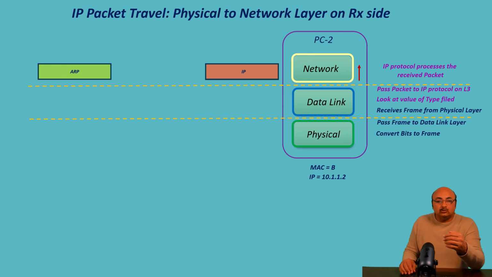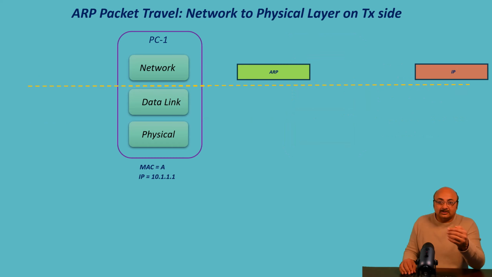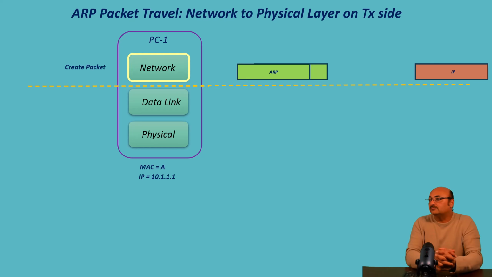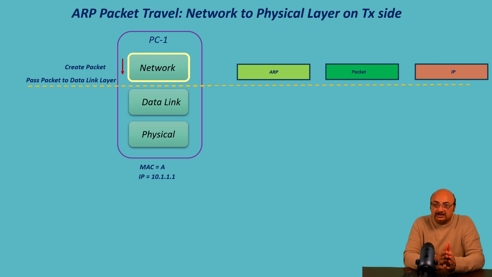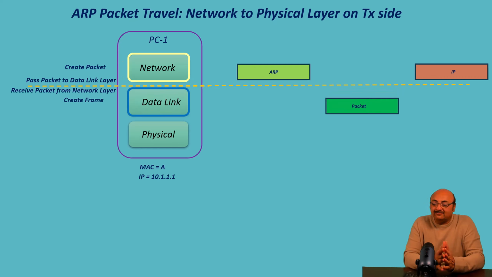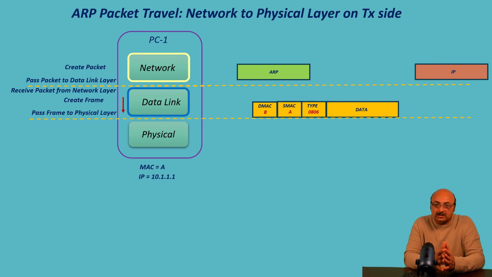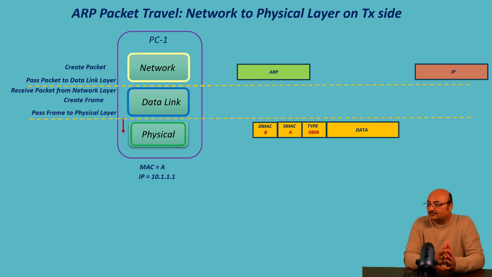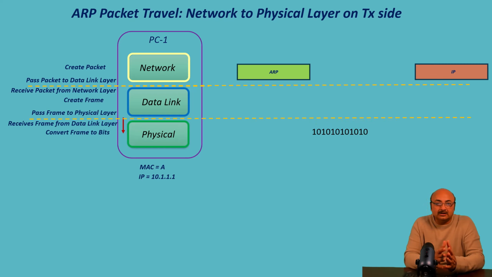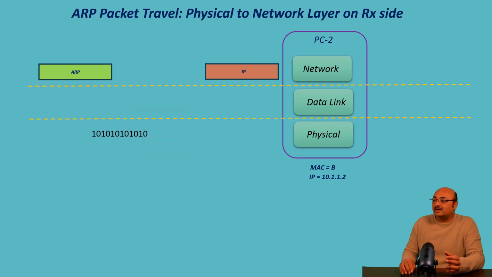Now, let me do the same for the ARP packet. At the network layer, a packet is created and handed over to the data link layer. The data link layer will put the packet in the data field and put the type field associated with ARP, which is 0806. It puts the SMAC and DMAC and passes the frame to the physical layer. The physical layer converts the frame to bits. On the receiving side, the opposite workflow happens.